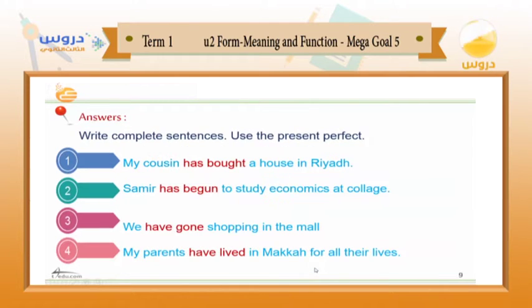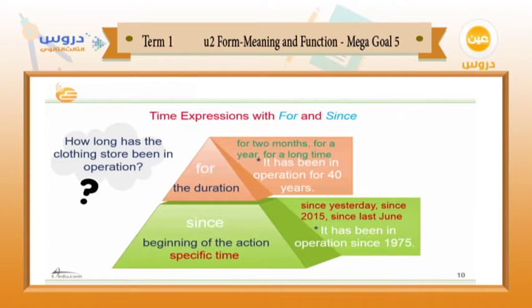All right, so these are the answers here. My cousin has bought a house in Riyadh. Samir has begun to study economics at college. We have gone shopping in the mall. My parents have lived in Mecca for all their lives. Is it clear? Okay, I hope that you try to do it by yourself.